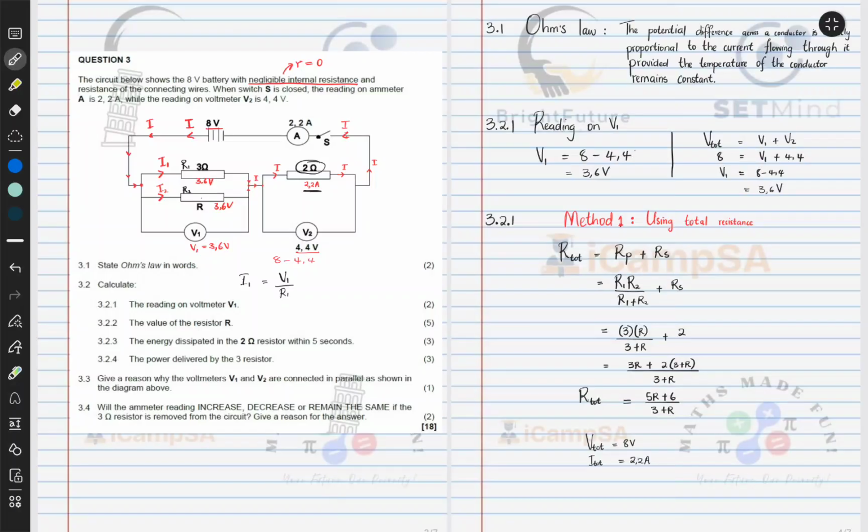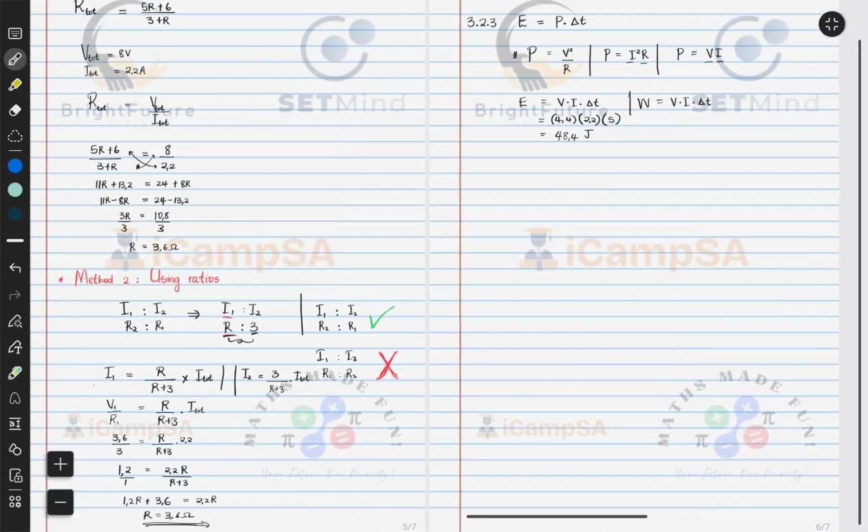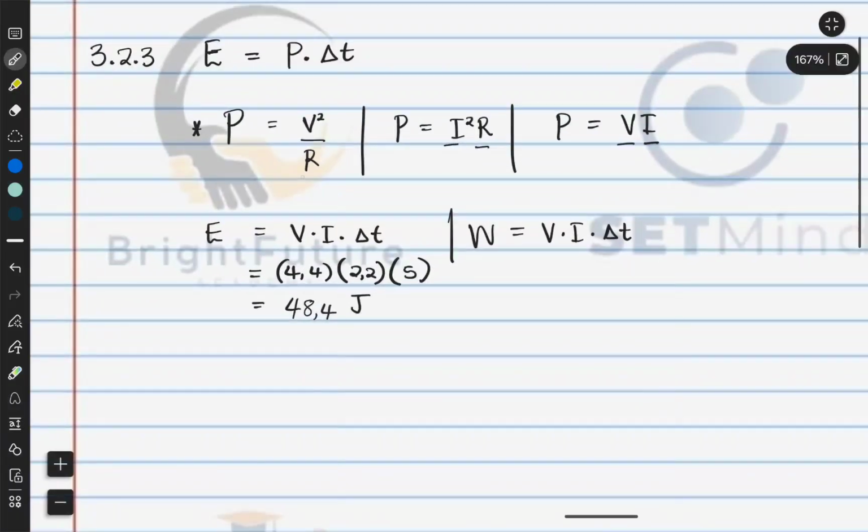This one, we didn't have to choose a formula. You could have used any of these ones, any of these, they work. So for your own exercise, you can pick V squared over R and I squared times R and see if you'll get the same answer as I did, okay?